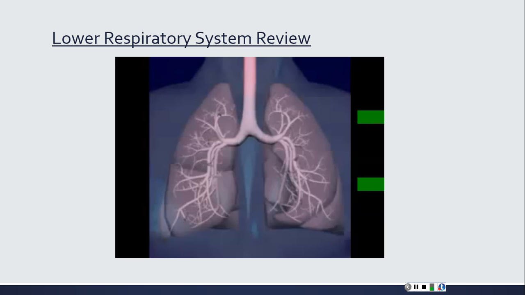So what's different? I know this is what we covered day one. The right main stem bronchus is more straight. It has a more direct path to the right lung. What happens to the left main stem bronchi? It moves at more of an angle, right? The right is more straight, going to which direction? The right side. So why is that important?